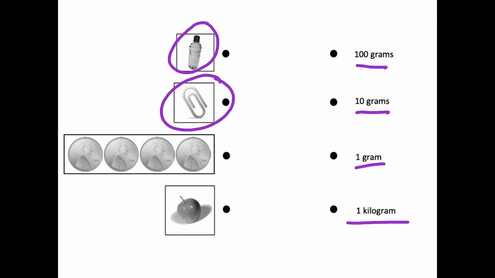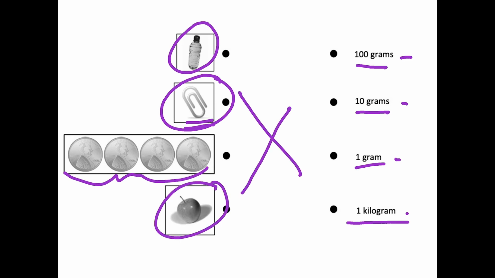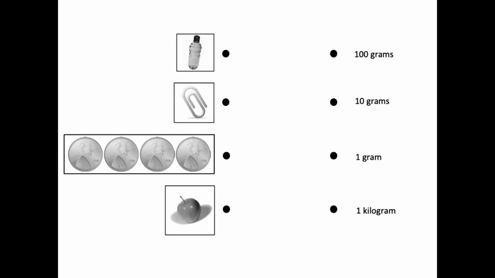A paper clip. We talked about this a lot on Tuesday. So think about, I told you 1 paper clip equals what? Let's see if you guys remember that one. Is it 100 grams, 10 grams, 1 gram, or 1 kilogram? 4 pennies. Do you think that's 100 grams, 10 grams, 1 gram, or 1 kilogram? And the last one is an apple.